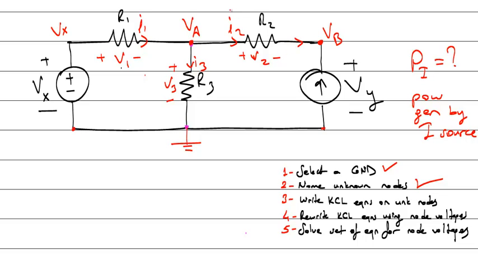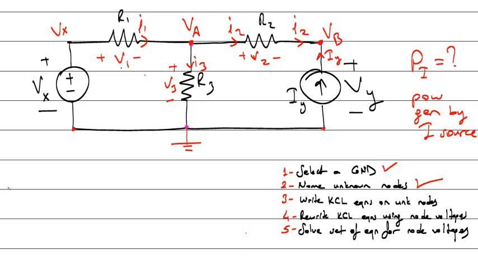What's that current? This is I2. What's that current? I2, the same current. Okay. What is this current? Let me write the value. The value will be IY. I know that value. It's the current of the current source, IY. I don't know the voltage of the current source, but I know the current value.